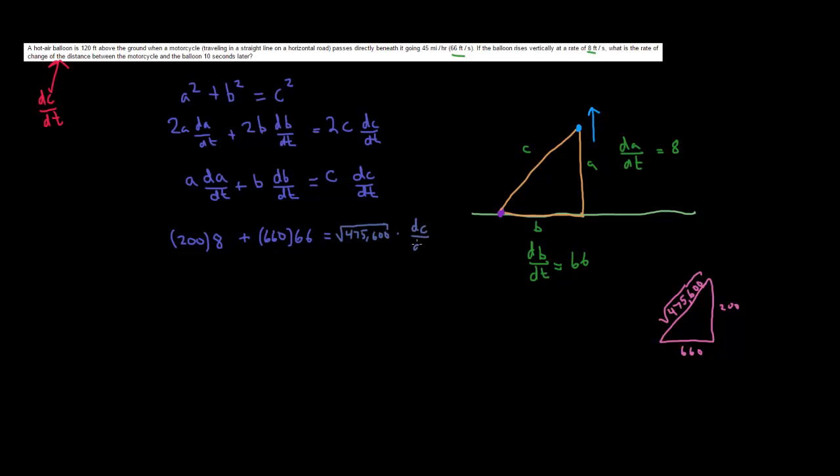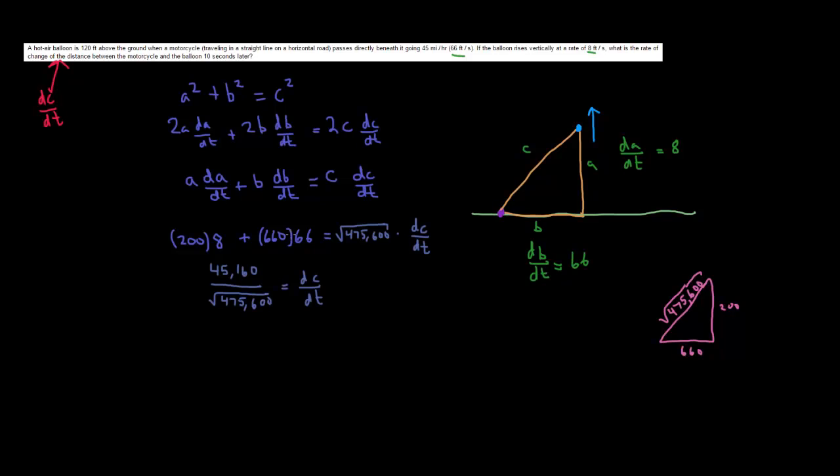times dc over dt. And now we're solving for dc dt. All I have to do is this little bit of arithmetic. So 200 times 8, that's 1,600, plus 660 times 66. So that right-hand side equals 45,160. If I divide it by the square root of 475,600, I will get dc over dt exactly.